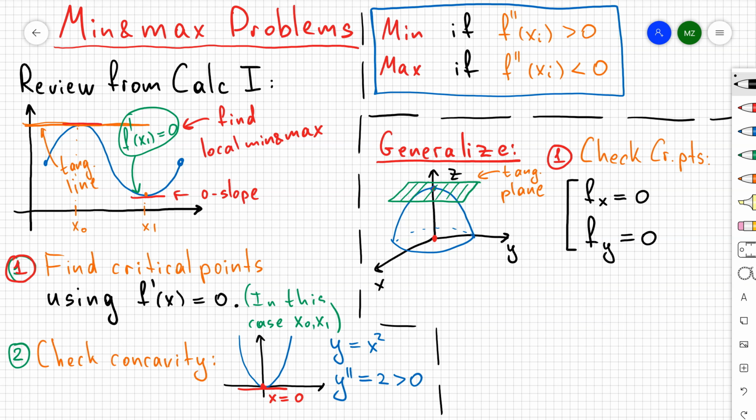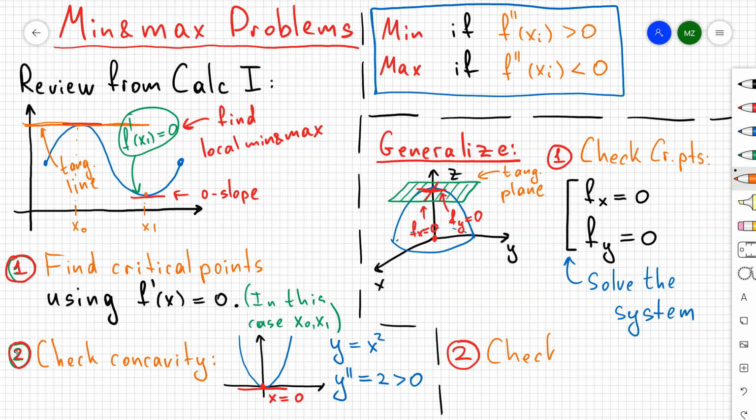So to find our critical points, what do we need to do? We need to check that the rate of change in the x direction is 0, and the rate of change in the y direction is 0. In other words, our slope in the x direction and in the y direction are both 0. So to figure out our critical points, we just need to find our derivatives and solve the system for x and y.